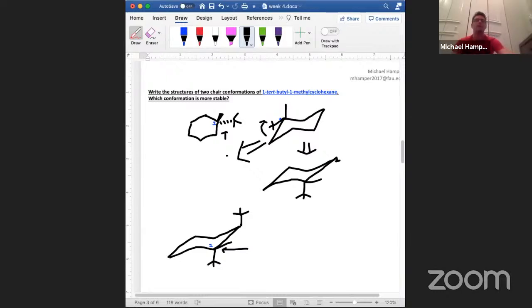So when you're comparing most stable, you're often comparing axial and equatorial. So if you were to do a chair flip from that, let's do a chair flip.